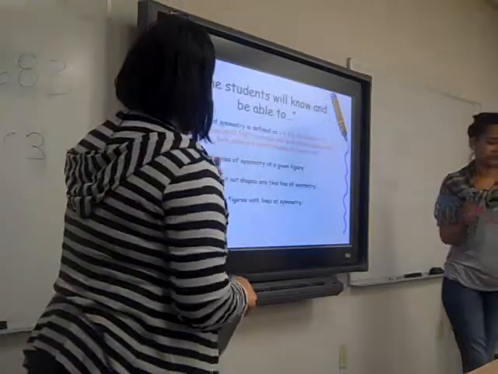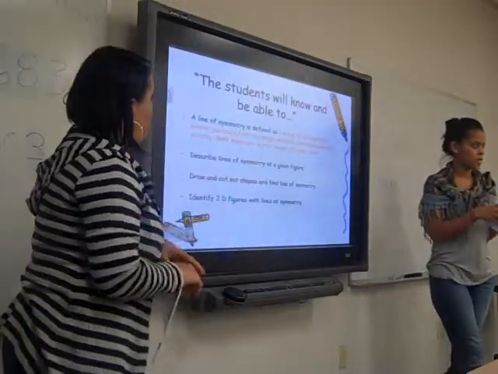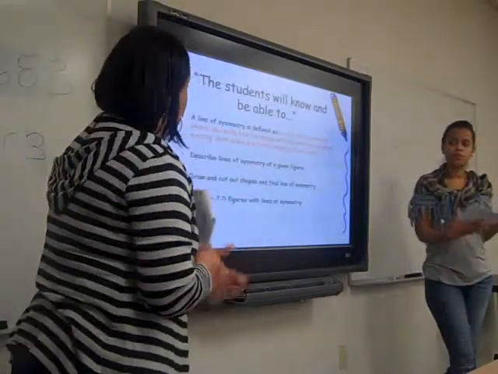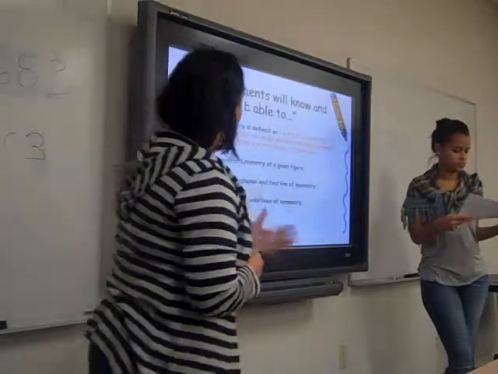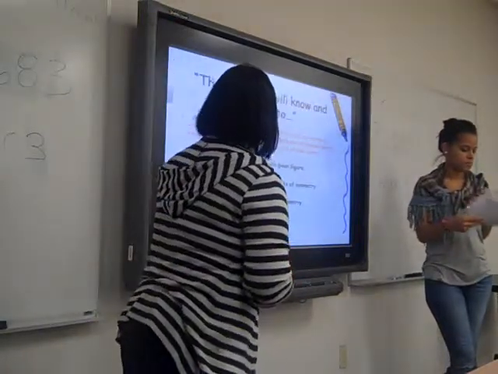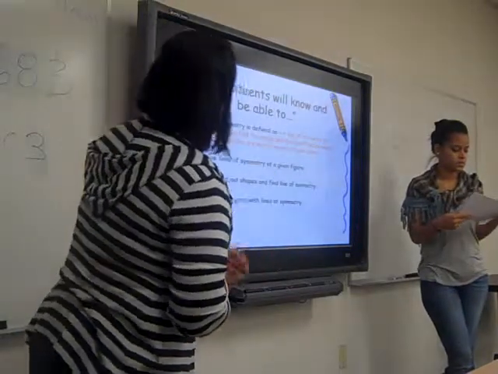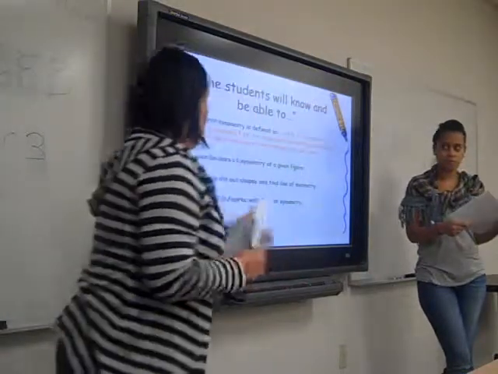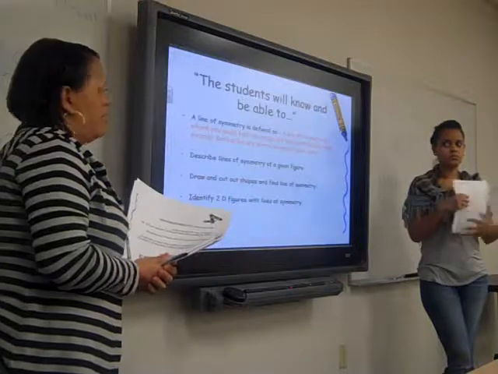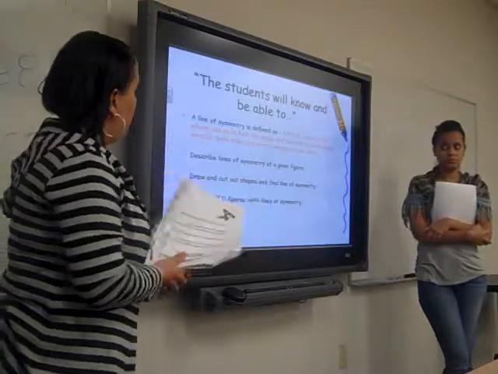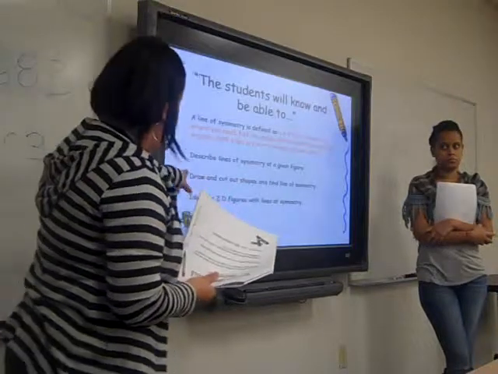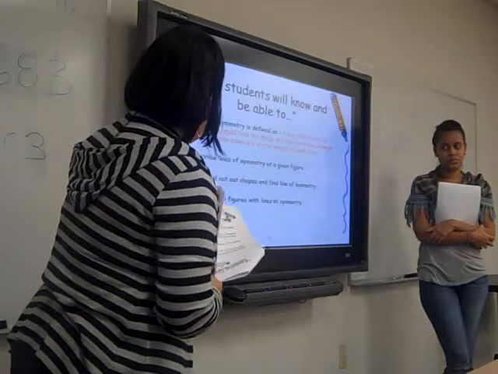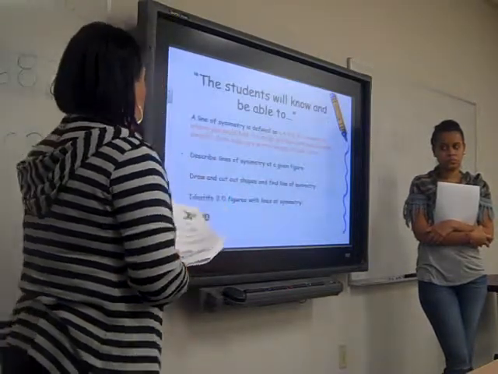Okay, so the next step would be what the students will know and be able to do. We would explain, or define, what a line of symmetry is: it's where you could fold the image and have both halves match exactly, and both sides are mirror images of each other. So basically, a teacher would want to explain that to the students before we actually get into a lesson. They will be able to describe lines of symmetry of a given figure, draw cutout shapes and find lines of symmetry, and identify 2D figures with a line of symmetry.